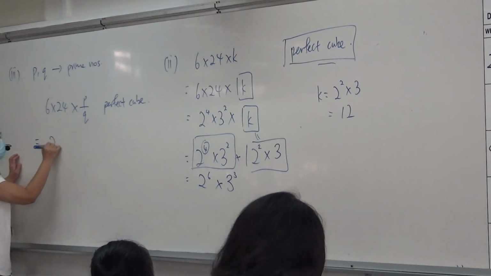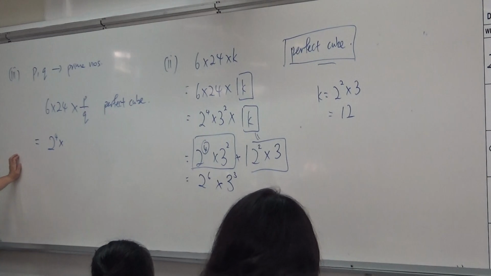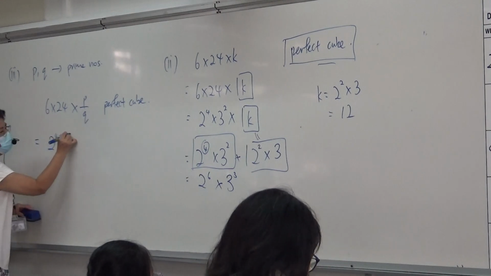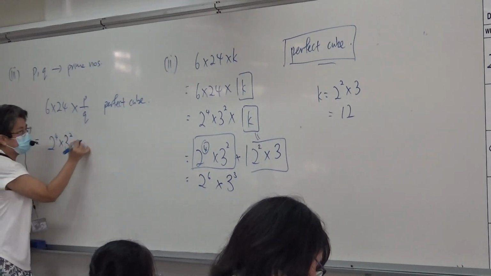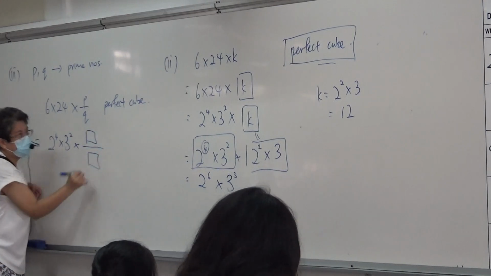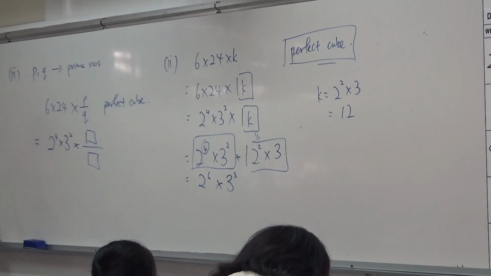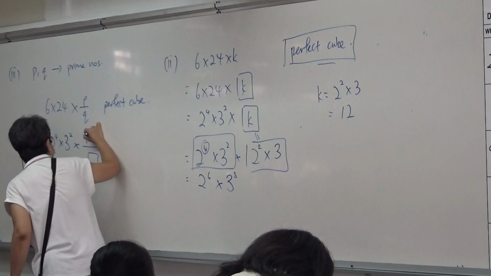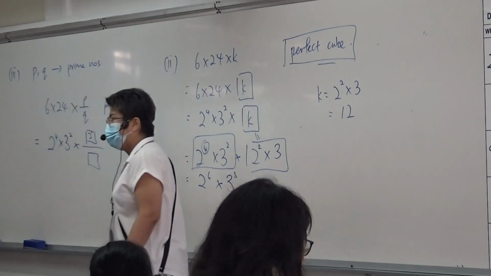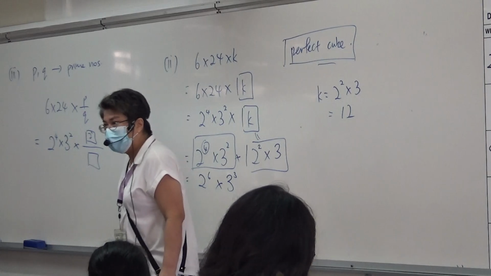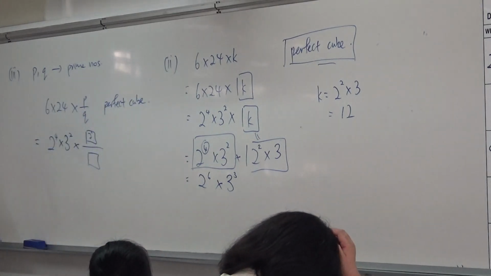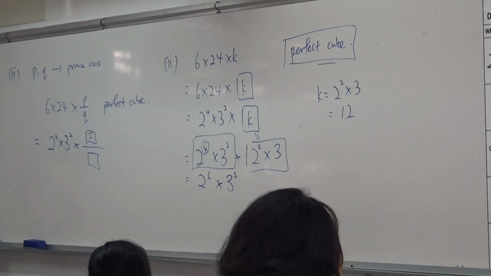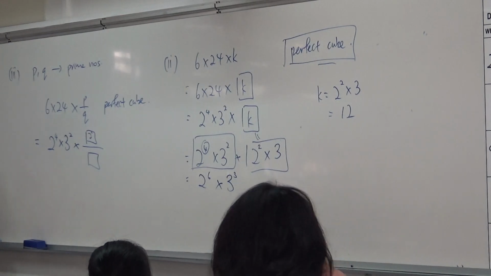This one we already know is 2 to the power of 4 times 3 to the power of 2, right? Then I must times something over something, right? That will make it a perfect cube, right? Okay, 2. This one still must be 2 to the power of 2, right? Do you think it works?